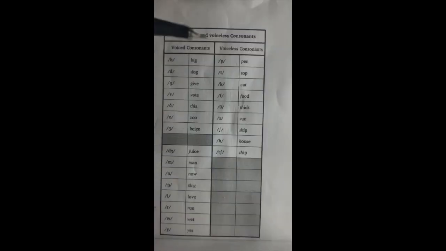This box shows the voiced and voiceless consonant sounds in English. Many of the consonants of English form pairs, a voiced and voiceless sound that are the same except for voicing. For example, b and p are identical except that b is voiced and p is voiceless.